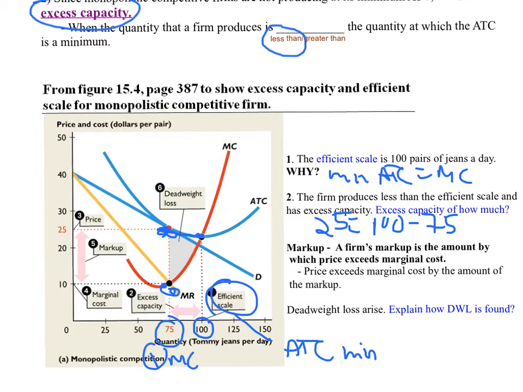Here is a concept not too important in economics, more on the marketing side. It's a concept called the markup. It's when the firm has a price higher than its marginal cost. So where they're producing at 75 goods, you can notice that $25 is the price that the firm charges. Their marginal cost is $10, so they have a markup of 15.